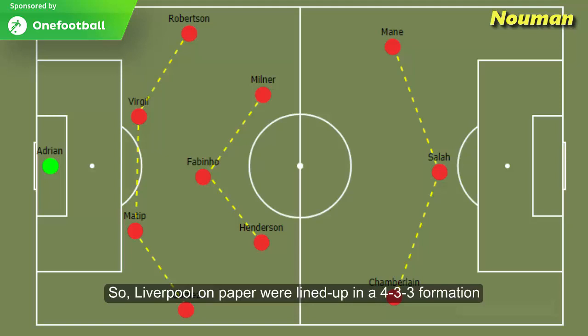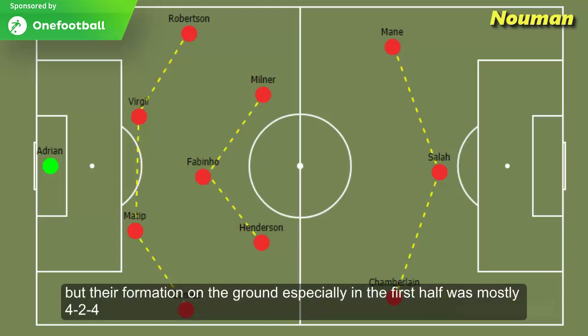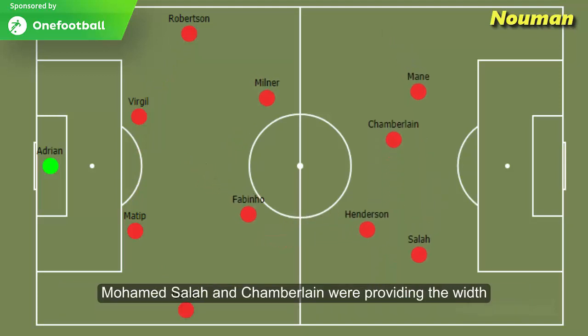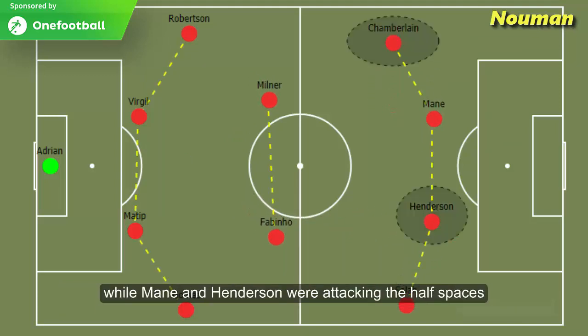So Liverpool on paper were lined up in a 4-3-3 formation, but their formation on the ground, especially in the first half, was mostly 4-4. Mohamed Salah and Chamberlain were providing the width, while Mane and Henderson were attacking the half spaces.